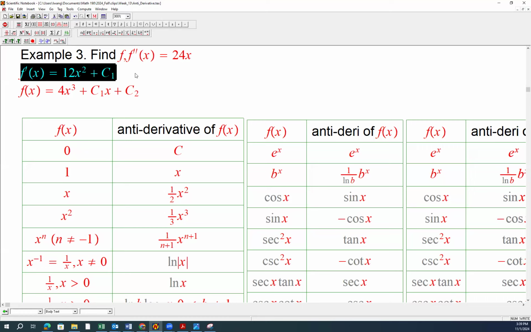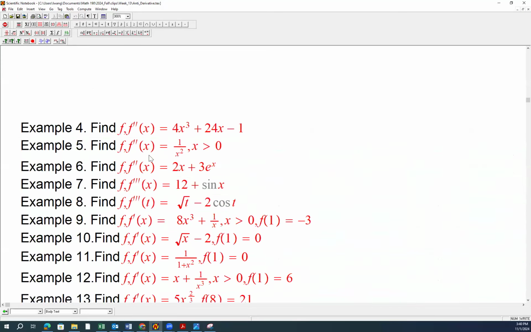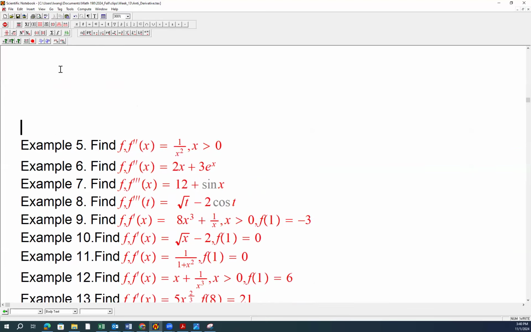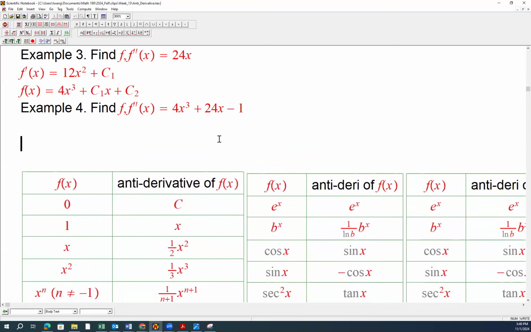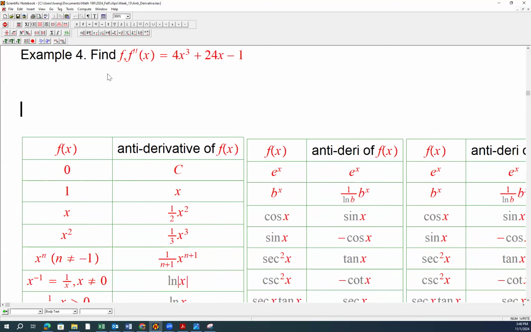So we have a family of functions that qualify for F prime, given F double prime is 24x. And we have families of solutions to F. Okay, so lots of solutions. Now let's look at number 4. Okay, example number 4. The same drill, pretty much the same drill.